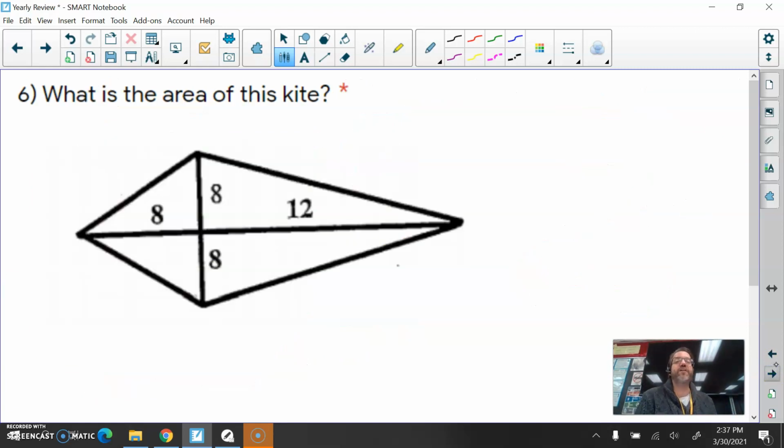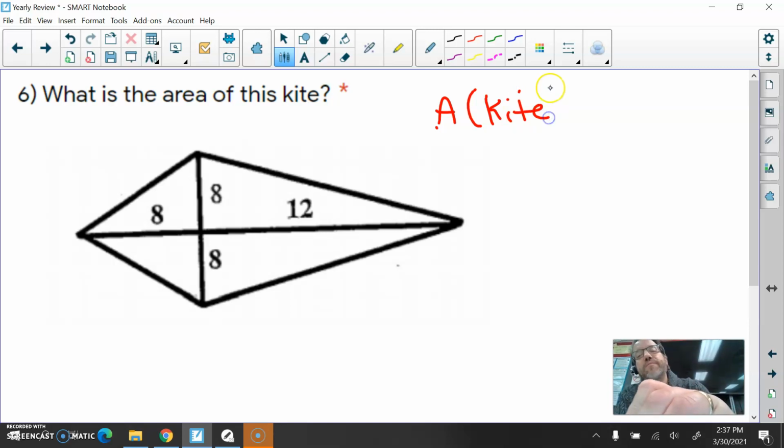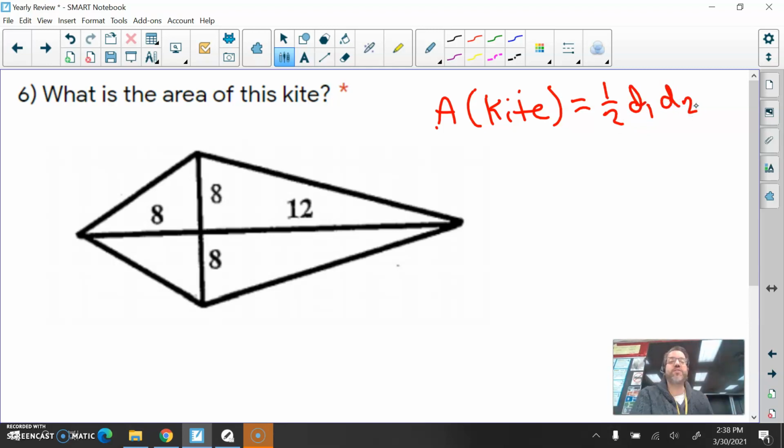All right, number 6, what is the area of this kite? Now, you will not find the formula for this on that formula sheet that we use in grade 6. You need to just memorize this formula. To find the area of a kite, that's equal to 1/2 times d1 times d2. d1 and d2 are the diagonals. Here's one of your diagonals, the distance across the kite that way. Here's your other diagonal, the distance across the kite that way. So the length of the kite and the width of the kite.